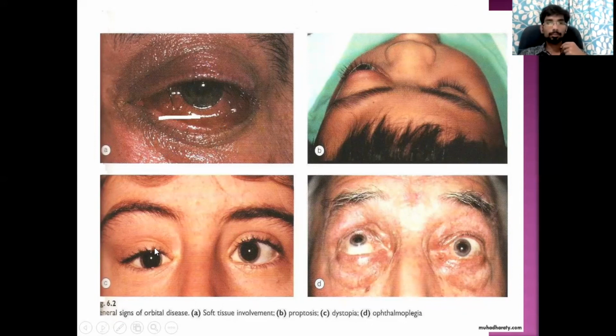This is dystopia. So the eyeball is shifted a little downwards here, and if there is orbital space involvement, orbital inflammation will cause edema and inflammation of the extraocular muscles also. So ophthalmoplegia will be one of the manifesting features.